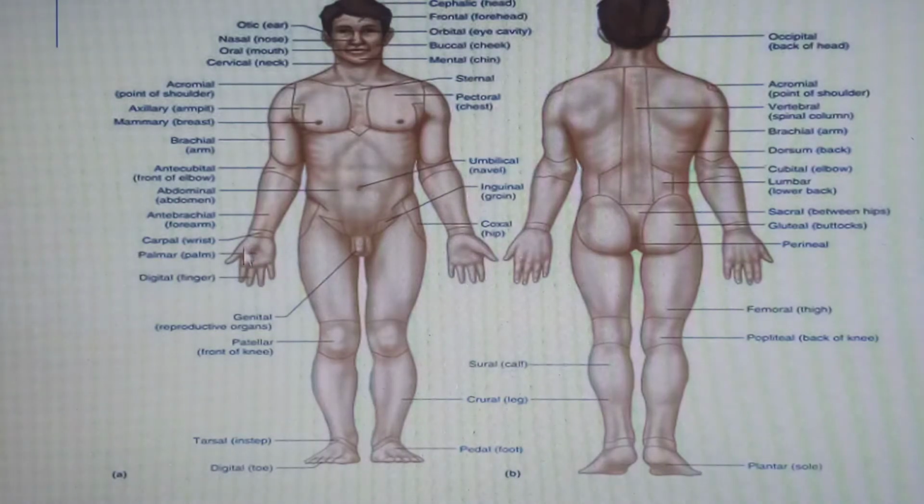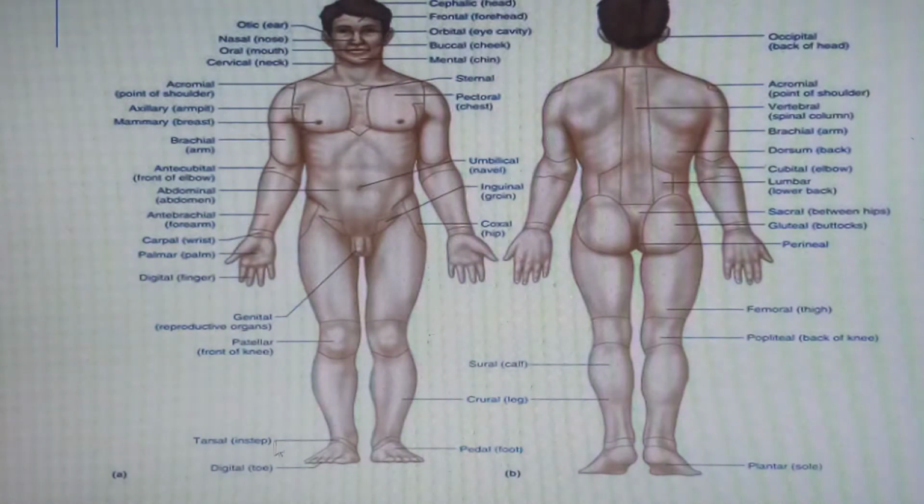The palmar aspect of the hand. Then the digits, or digital, if you hear these ones. Then of course, the genitals, which has to do with the reproductive organs. Then of course, talk about patella. That's the anterior aspect of the knee area.